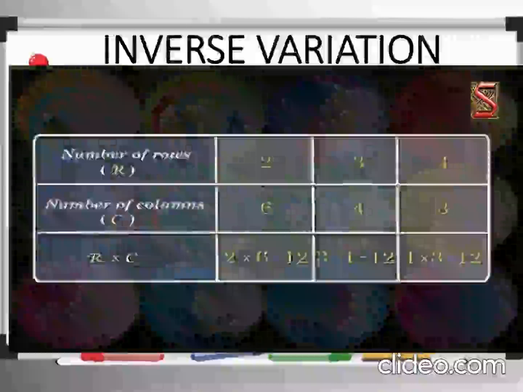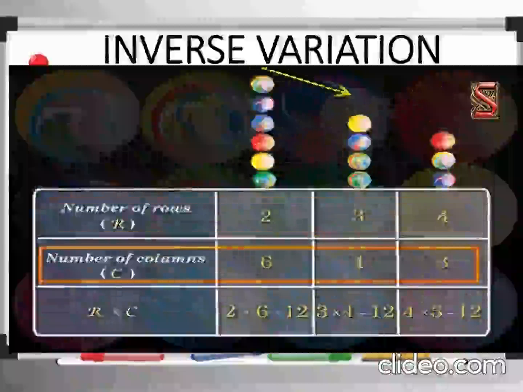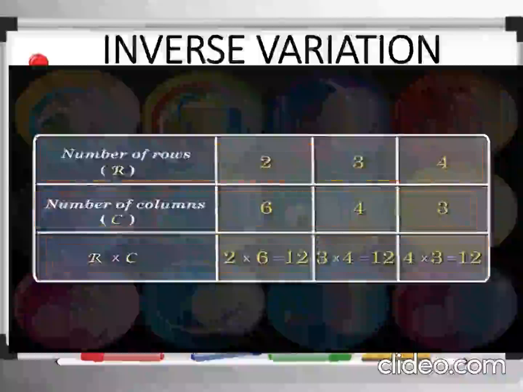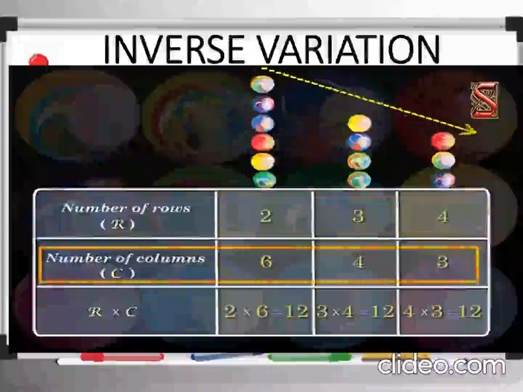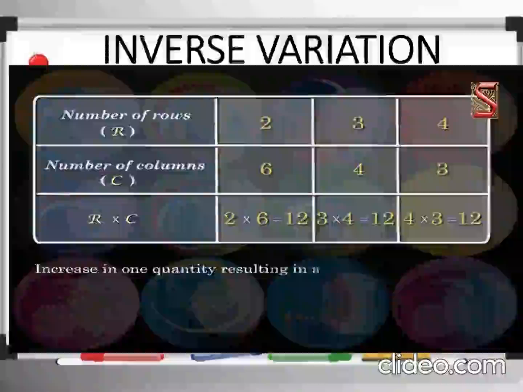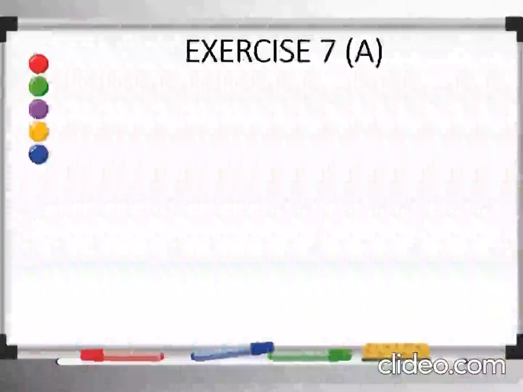What do we observe? As the number of rows increases, the number of columns decreases. Also we see that R into C is constant. In all the above situations, we saw that as one quantity increases, the other quantity decreases. Such variation, that is an increase in one quantity resulting in a decrease in the other quantity, is said to be inverse variation. I hope you all understood direct variation and inverse variation.